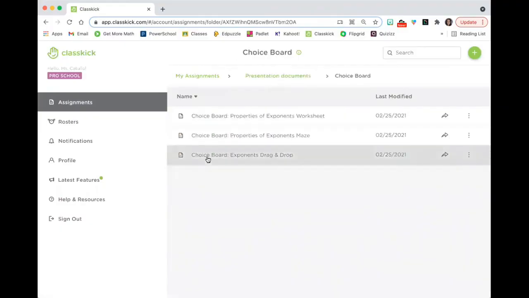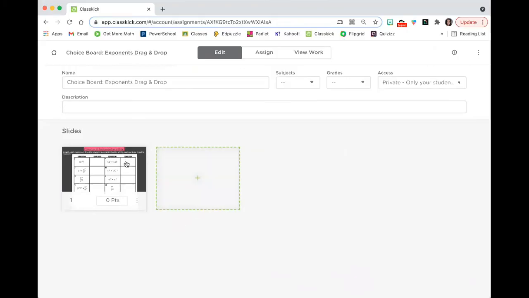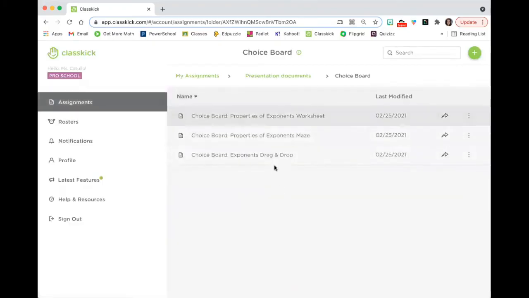I've created choice board assignments for students, and I love that I'm able to link each of the choices for students. You could see here for my one class, I had an exponents choice board, and 3 of the 6 choices were in Classkick. So I created a choice board assignment. I posted it in Google Classroom, and then instead of having to give them paper, I was able to just link each of these 3 selections there for them.